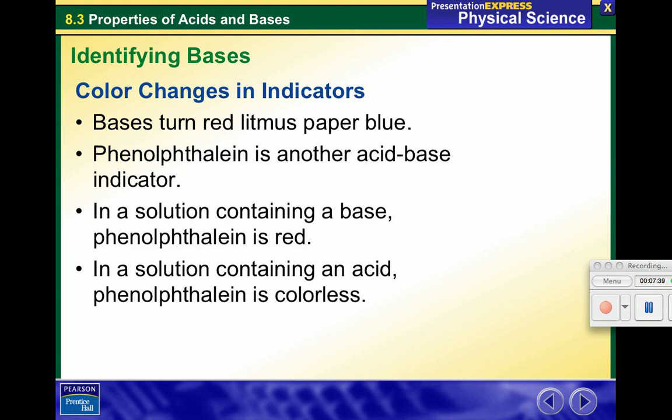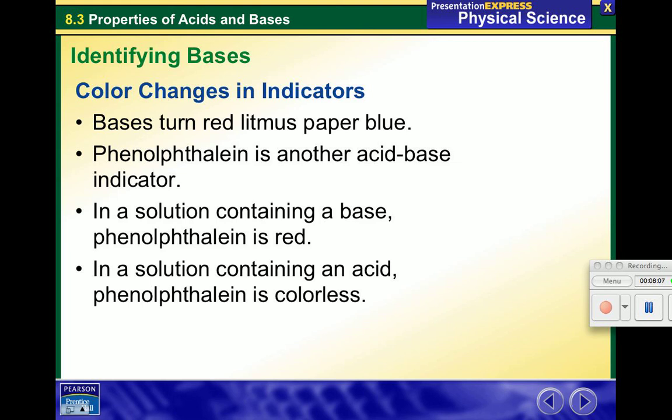Bases also change indicators' color in their presence. So we said there's two types of litmus paper. There's blue litmus paper that turns red in the presence of an acid, and there's red litmus paper that turns blue. Now another name for a base is an alkali. So the poem that goes with this particular to help you remember is red to blue alkali.